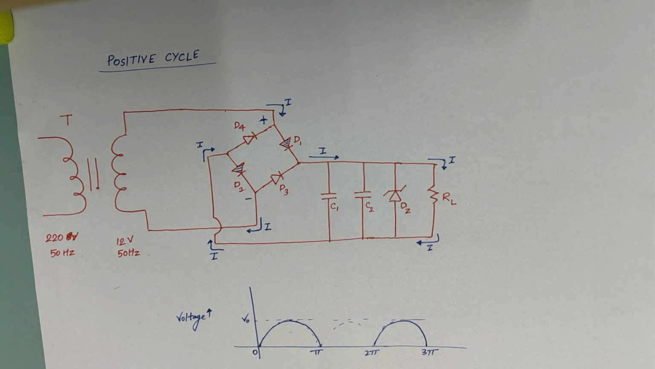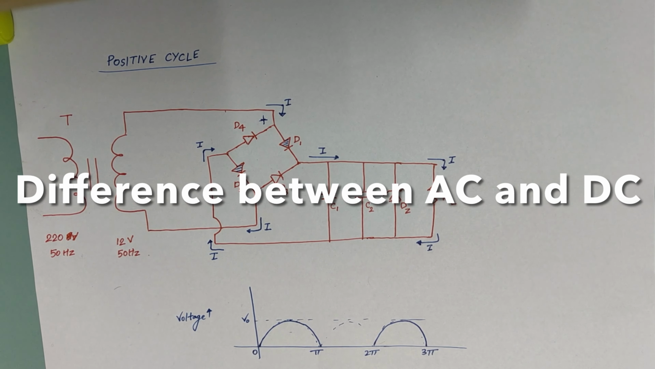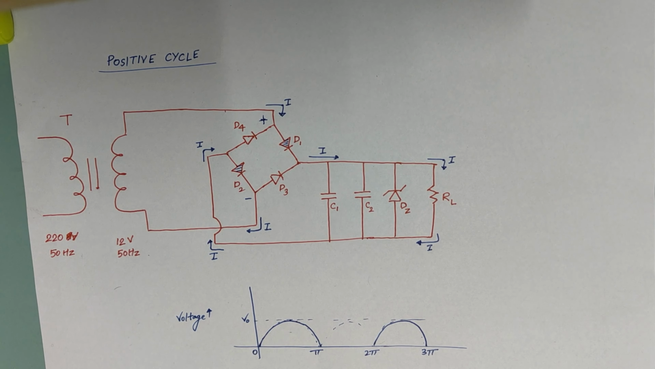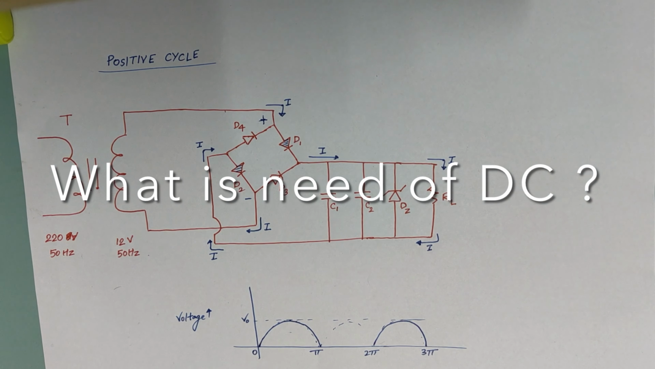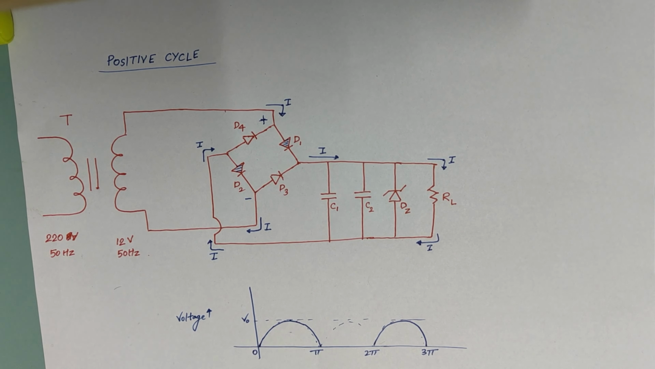Before we move further, we must know the basic difference between AC current and DC current. The key difference lies in the direction and nature of current flow. AC current periodically reverses its direction, while DC current maintains a constant flow in one direction. Converting AC to DC allows devices to receive the appropriate voltage and current they need to function.